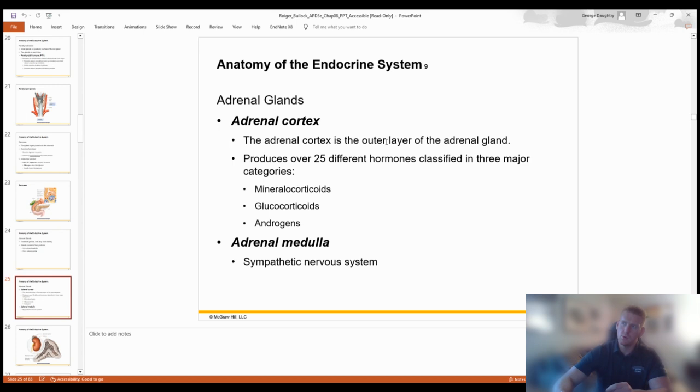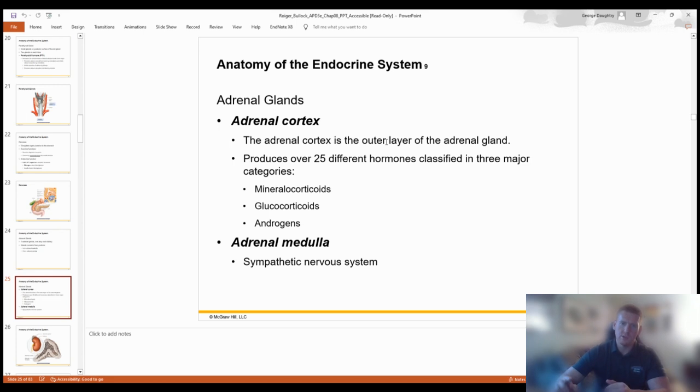and some of our mineral corticoids. So it produces over 25 different hormones classified in 3 major categories. Again, remember those mineral corticoids, glucocorticoids, and our androgens. Androgens are typically some type of androgenic hormones, usually stimulating the production of a steroid hormone or increasing the rate of protein synthesis or amino acid formation. That's what androgens typically do.